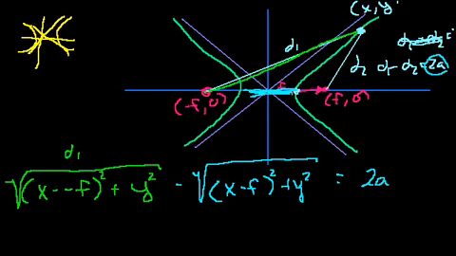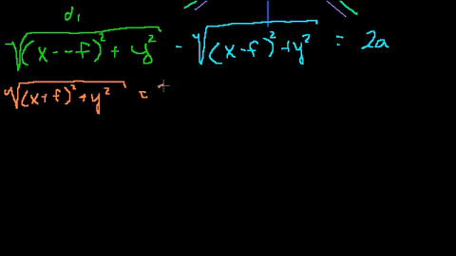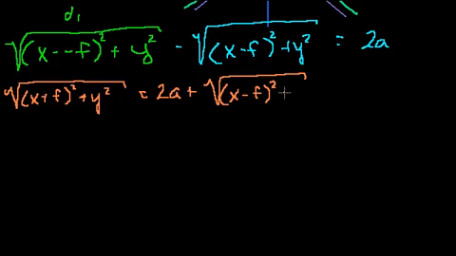Now let's see if we can simplify this at all. Well, an interesting thing to do might just be to put this on the other side of the equation. And this can get hairy, so I really hope I don't make any careless mistakes. So this becomes, and I might write small to save space, this becomes the square root of (x plus f) squared plus y squared is equal to 2a plus the square root of (x minus f) squared plus y squared. Now to get rid of these radicals, let's square both sides of this equation.